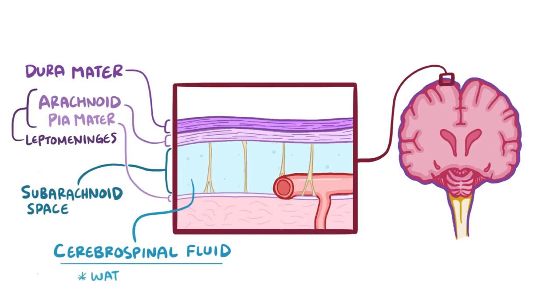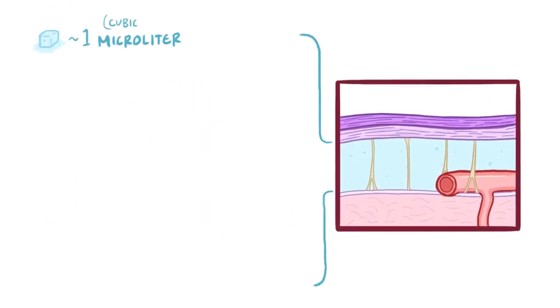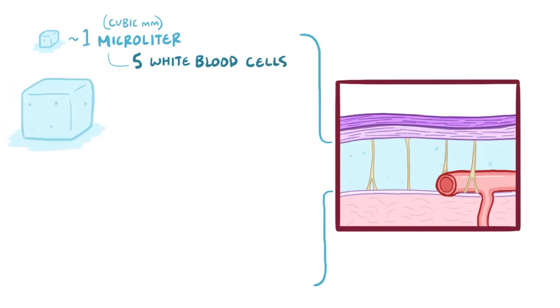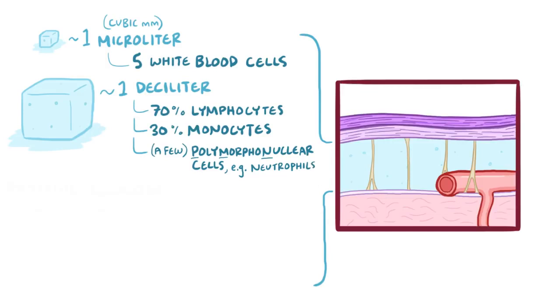CSF is a clear, watery liquid which is pumped around the spinal cord and brain, cushioning them for impact and bathing them in nutrients. In 1 microliter or cubic millimeter, there are normally just a few white blood cells, up to 5. If we look at a bigger sample, like say a deciliter, then around 70% of those will be lymphocytes, 30% will be monocytes, and just a few will be polymorphonuclear cells, or PMNs, like neutrophils.